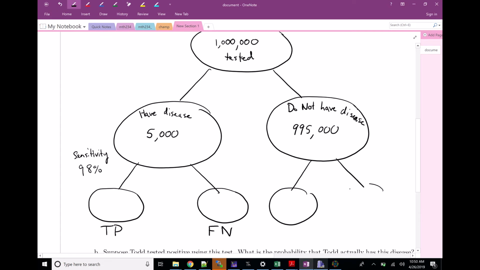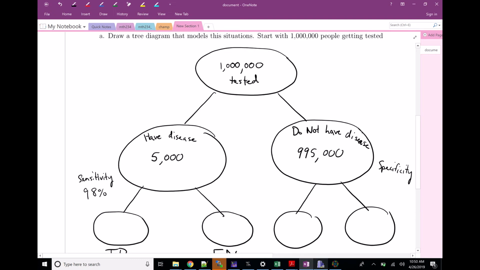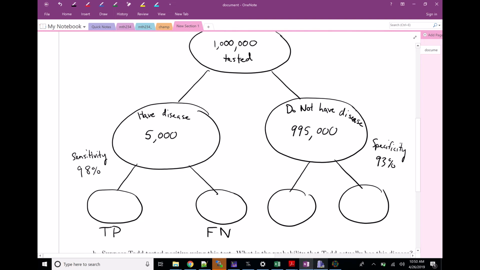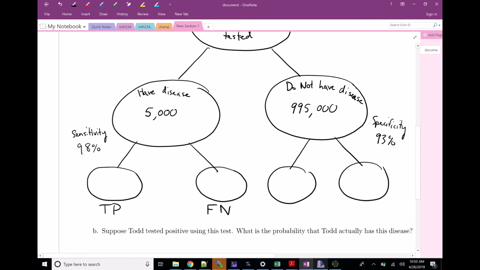And likewise, over here, we need to break this one down. And these are going to be with our specificity. And we have a specificity of 93%. Okay, and so that's, again, specificity for those who do not have the disease. 93% of the time, it gets it correct. So we have here the true negatives, and then we have some false positives. Because, again, these are people who do not have the disease, and so if it comes back positive, right, that's false. They don't have it. And likewise, if it comes back negative, that's true. They don't have the disease.